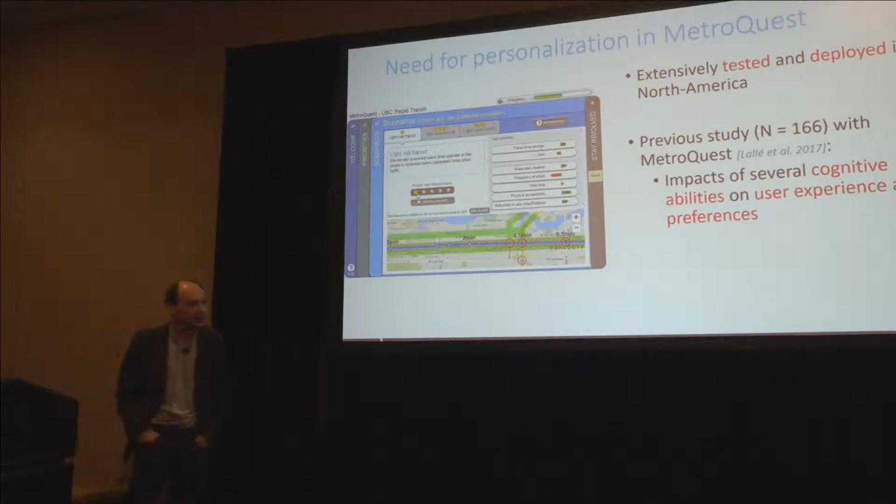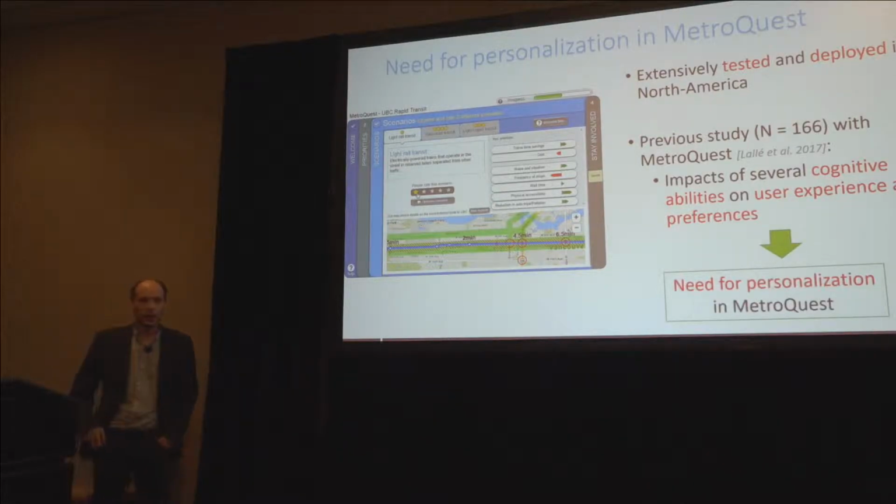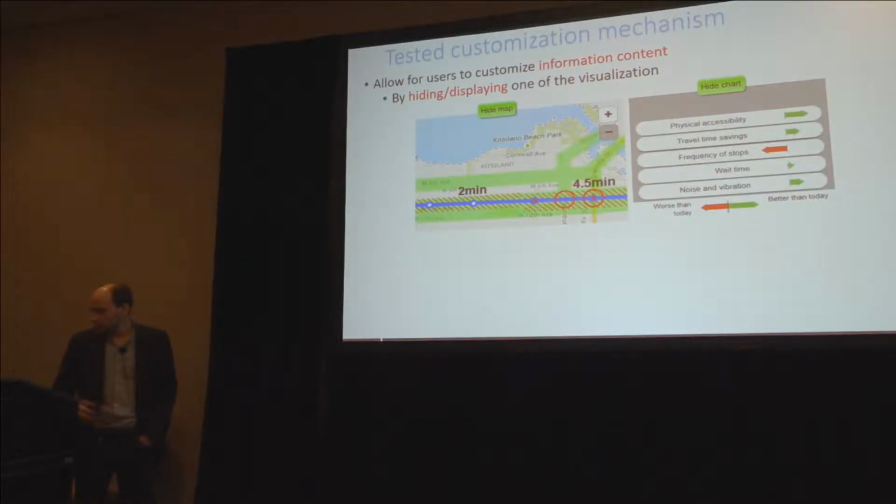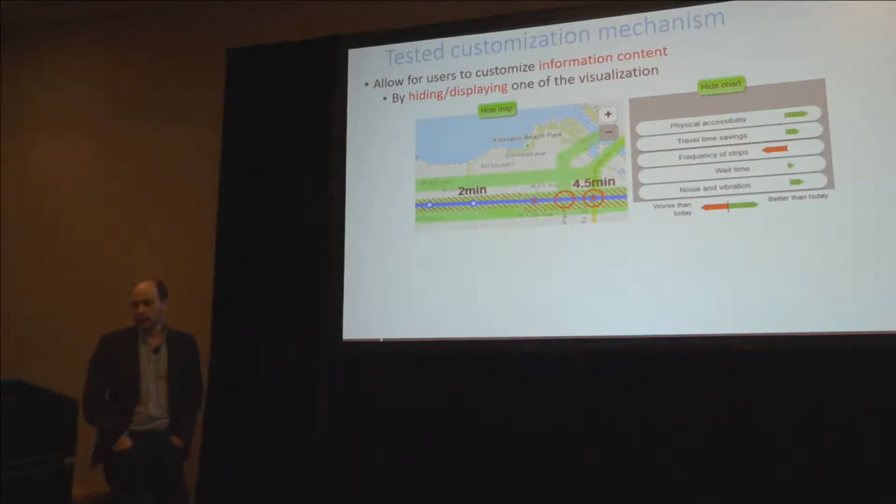And we also conducted a first study with MetroQuest with 166 participants. And we found in this study that several cognitive abilities impact the user experience, satisfaction, and preferences with MetroQuest and the two visualizations. So this provided preliminary evidence that people may benefit from personalization in MetroQuest. So the specific mechanism we evaluate here for personalization is allowing the user to customize the information content in the interface by hiding or displaying one of the visualizations at will.